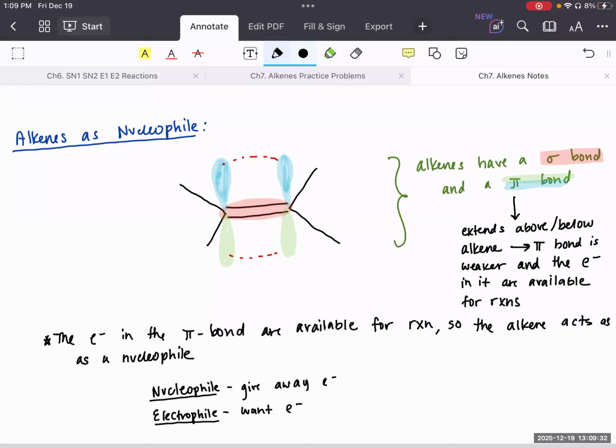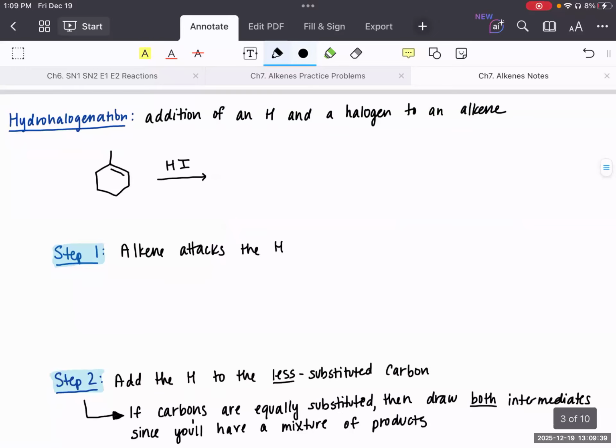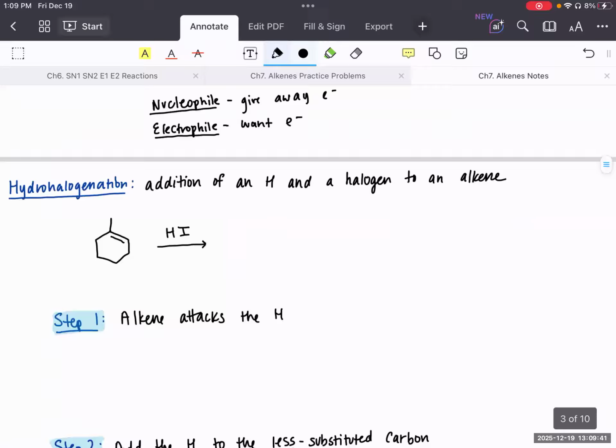All right, and so in all of the classes of reactions that we'll talk about next, we'll have that alkene acting as a nucleophile. All right, so in the next video, we'll get into hydrohalogenation. In that one, I'll link it below.